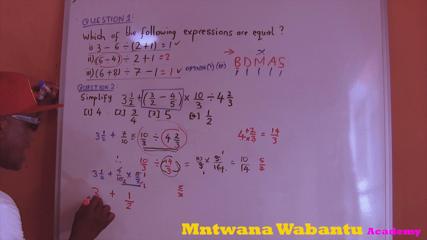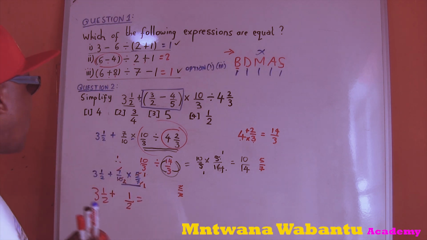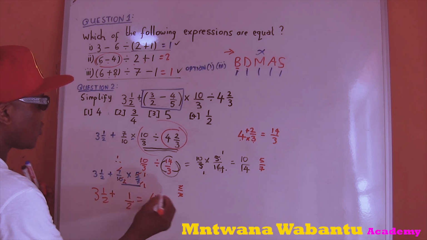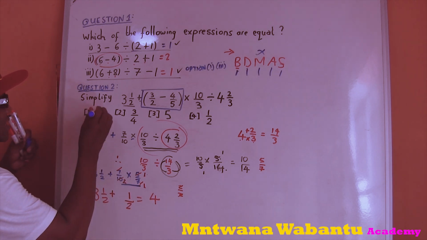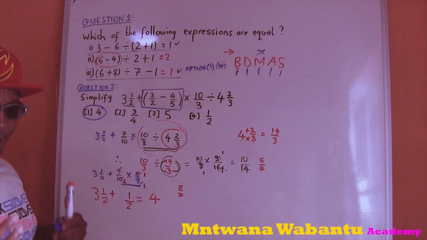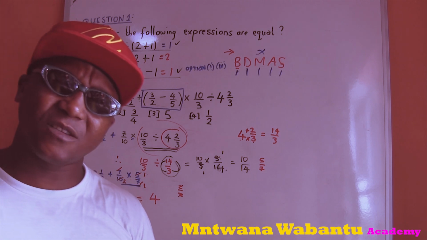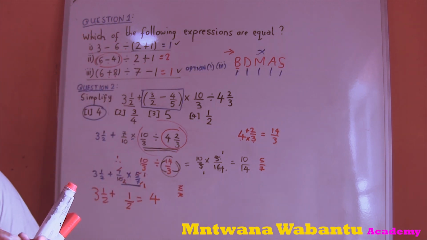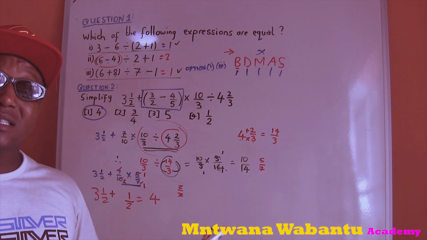And you have 3.5. So 3.5 plus a half equals 4. So now our option is going to be option 1. This is our answer. But for the people who have a calculator, you can just take your scientific calculator and insert the values exactly as given over there, and you're going to get an answer which equals 4.